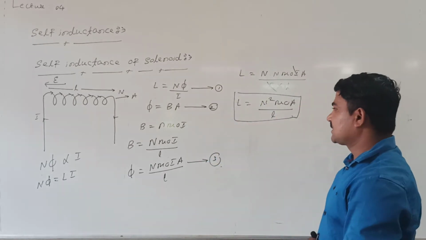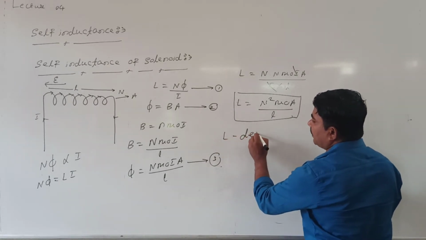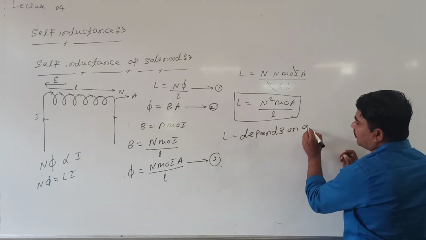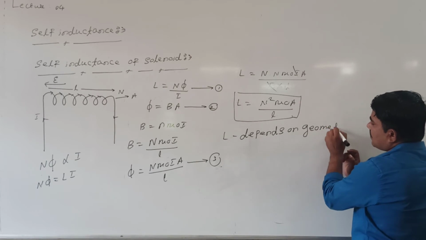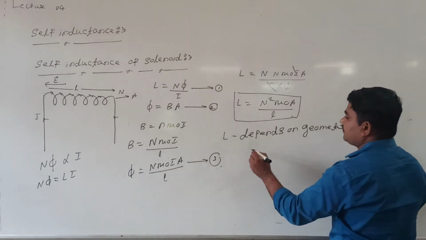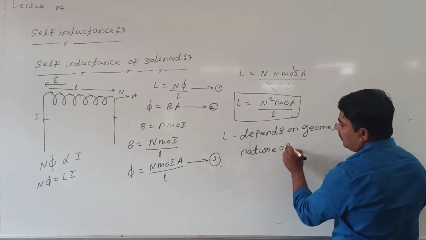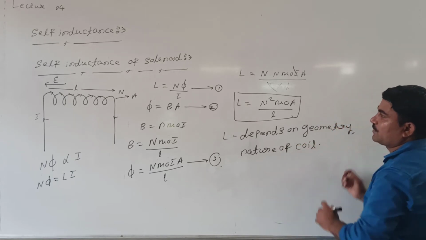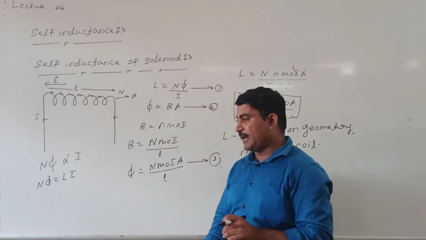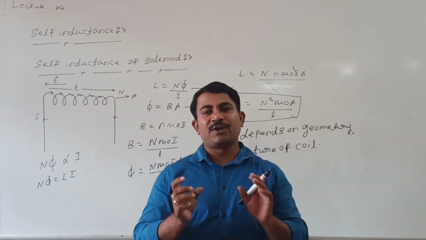So the self-inductance of the coil depends on the geometry and on the nature of the coil. This is the self-inductance of the solenoid. But we know that wherever current increases in the coil, a changing magnetic field is produced around it.